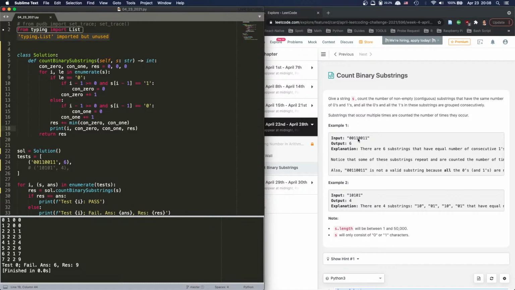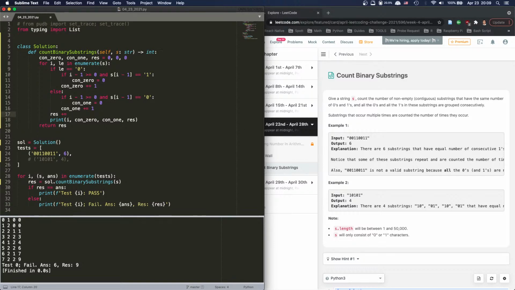It's not min. It's not min. It's 1 is bigger. It should be plus what? The current that is being increasing. Okay, let's see.